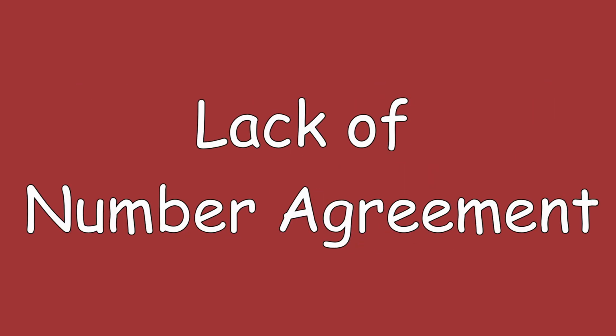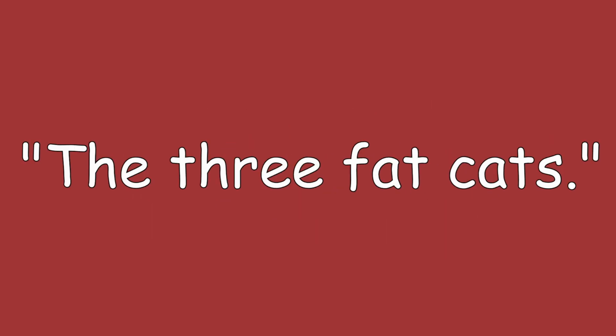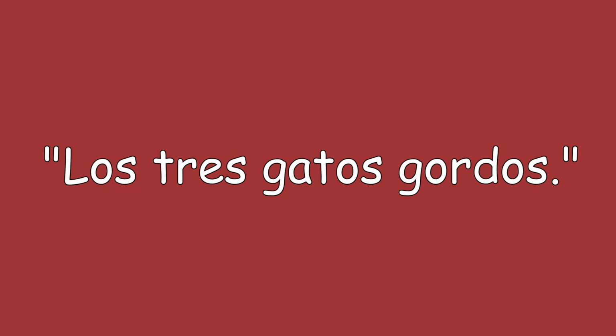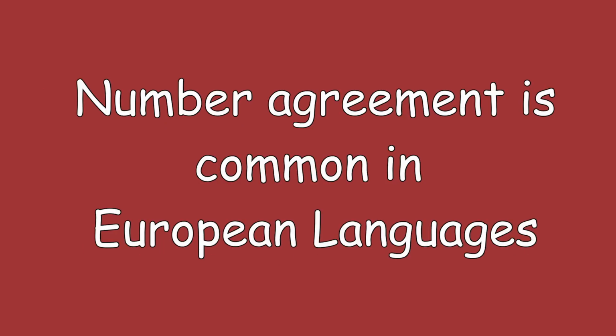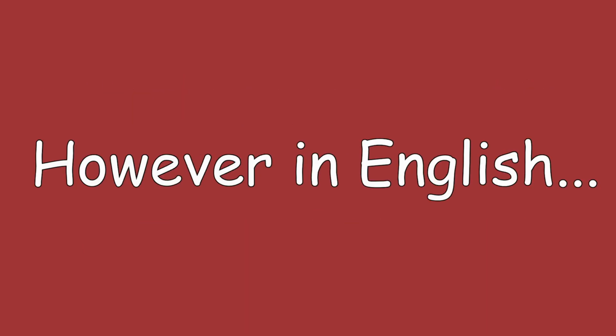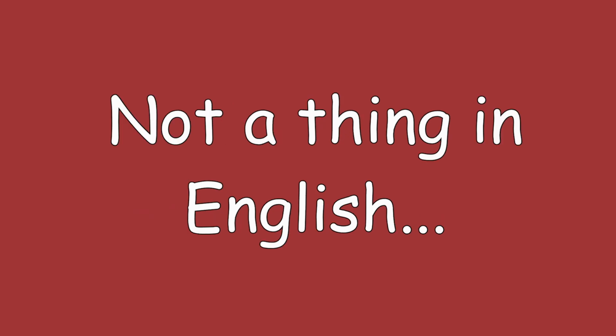Number 3, and this is related to number 2, is the lack of number agreement in English. By explaining what this means, I will give an example. In Spanish, to say the 3 fat cats, you would say los tres gatos gordos. In this sentence in Spanish, the noun gatos is plural, the article los is plural, and the adjective gordos is plural too. All parts of the sentence are agreeing with the number of the noun. This number agreement is seen throughout a good amount of European languages. English, however, like with gender agreement, just lacks this number agreement in most instances.